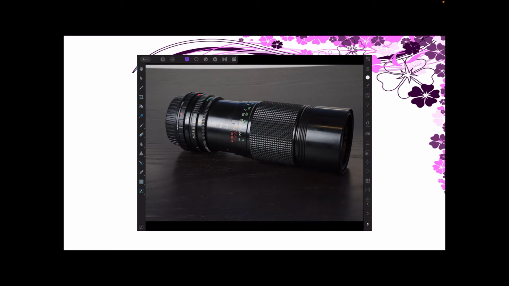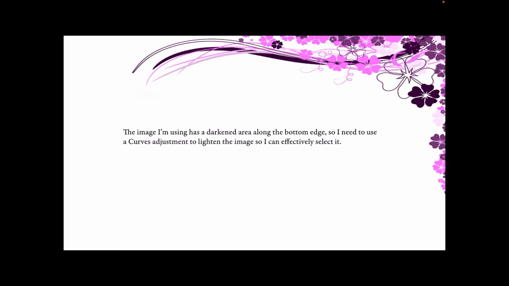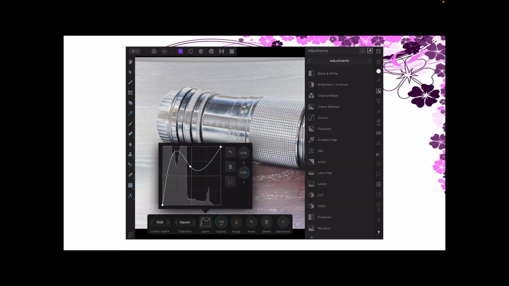In this case, I'm going to use the image of a lens sitting on a table. Now, I want to use this lens to emphasize a different image. Now, the image I'm using has a darkened area along the bottom edge, so I need to use a curves adjustment to lighten the image so I can effectively select it, so I can see it more clearly. You must remember to remove this curves adjustment layer later on.